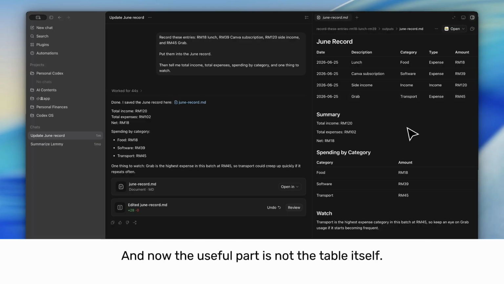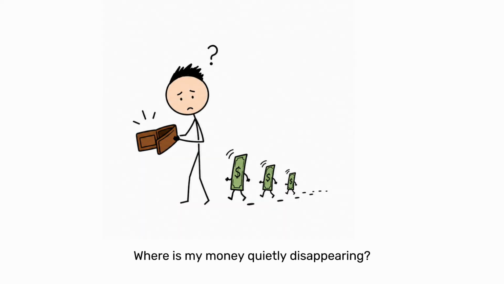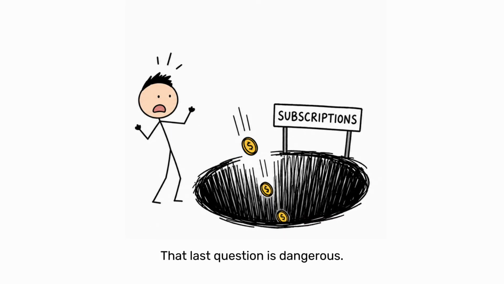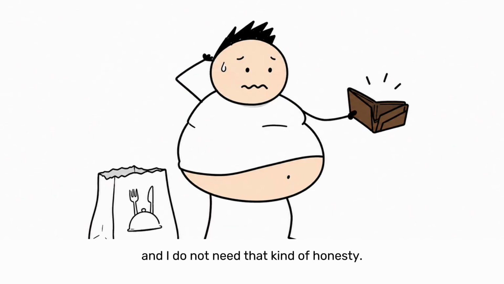And now the useful part is not the table itself. The useful part is that later I can ask, how much did I spend this month? What subscriptions should I check? Where is my money quietly disappearing? That last question is dangerous. Sometimes the answer is delivery food, and I do not need that kind of honesty.